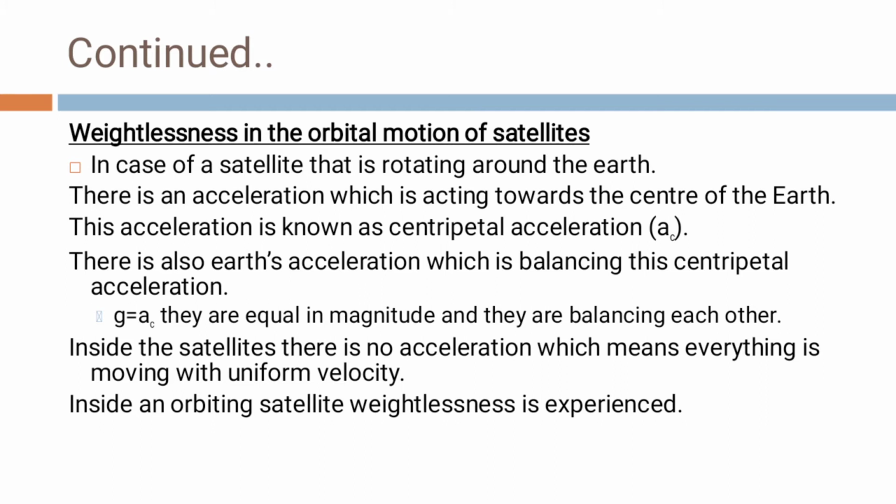That's why inside the satellite there is no acceleration experienced by the astronaut moving with uniform velocity, or any other object in the satellite. Because of moving with the uniform velocity inside the satellite, the object does not experience any weight. That's why there is a complete absence of weight inside an orbiting satellite. The materials or persons experience weightlessness.